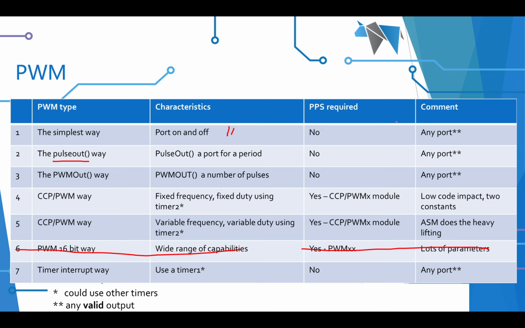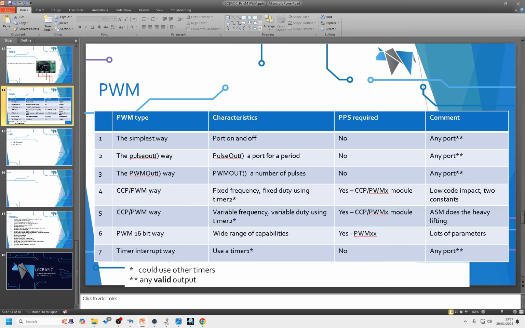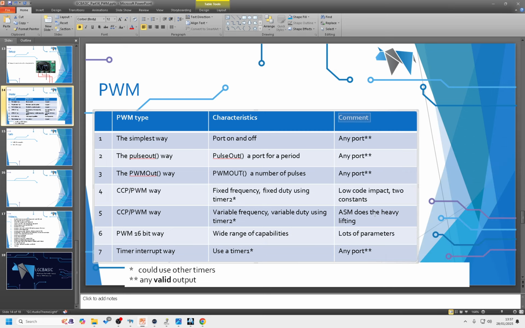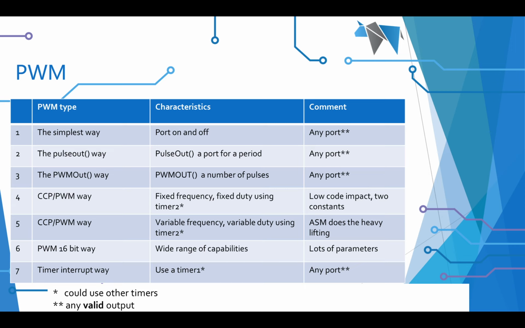I don't think that's true. I'm going to revise this slide live, discard that. No PPS is required on any of these because it just doesn't have it. This is a better view of it. On the first one, you can have that on any port. That's an output quite clearly.